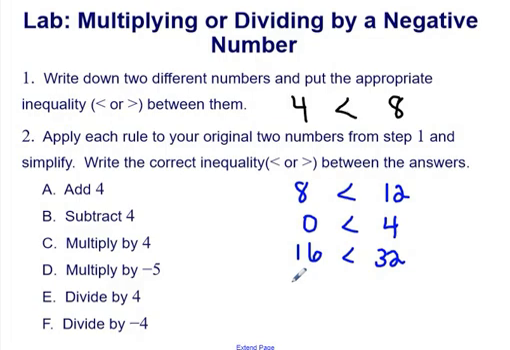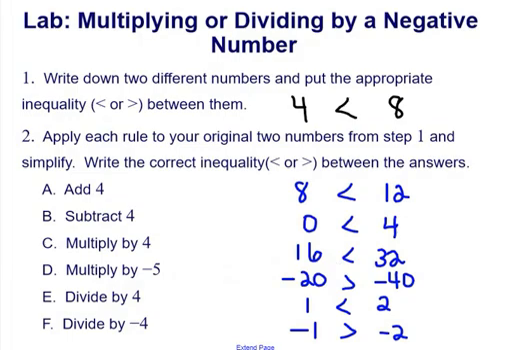I'll multiply by negative 5, so negative 20 and negative 40. But now the symbol to make this a true statement would be greater than. Okay. Then I'll divide by 4. So 1 and 2. So now 1 is less than 2. So now back to less than again. And I'll divide by negative 4, which will give me negative 1 and negative 2. But to make this true now is greater than. So it seems that this is the rule. And these are now the new signs that have to go between with the effect of this operation.